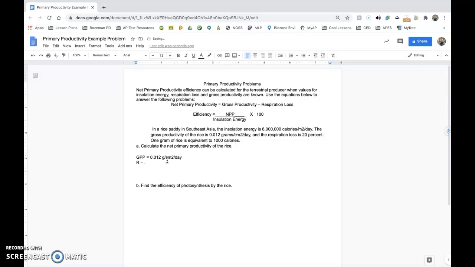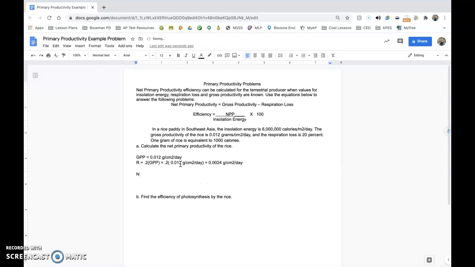So then we have to do 0.2, because a percent is just a decimal with it moved over twice, times the GPP, which in this case equals, so 0.2 times that. Okay, and in this case this equals 0.0024 grams per centimeter squared per day.